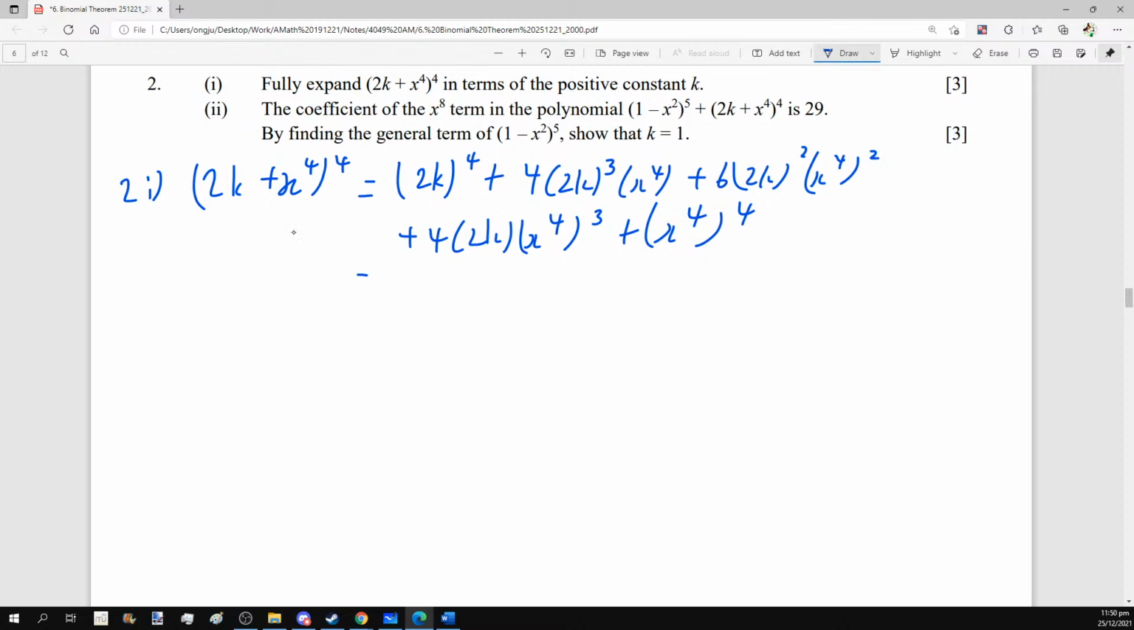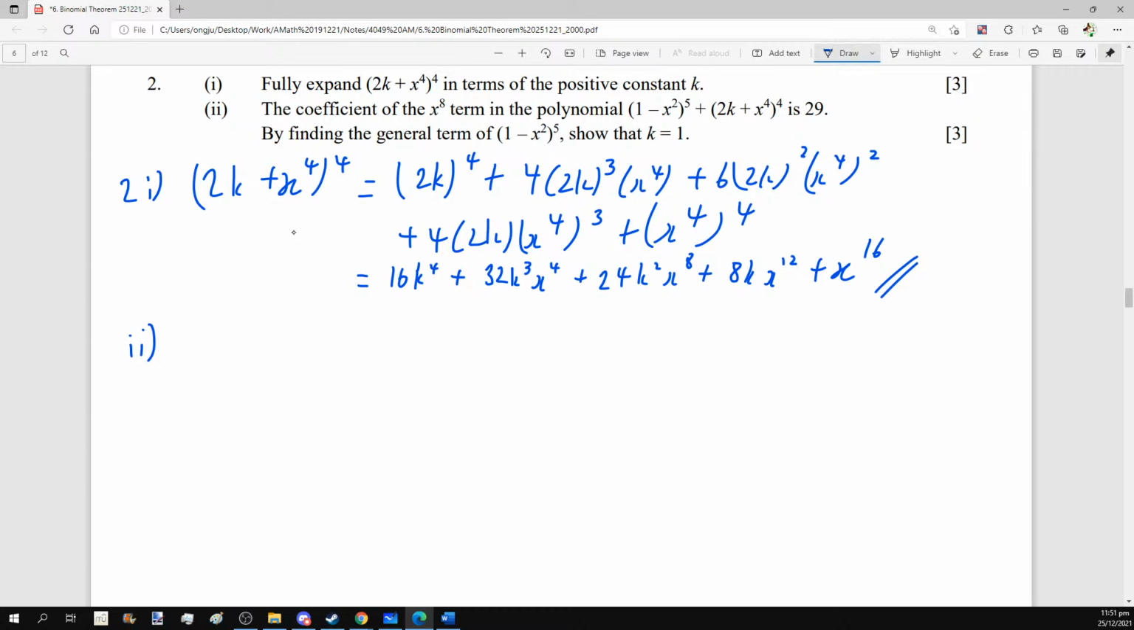From here, we can go on to open up all of these round brackets. We should get 16k^4 plus 32k^3 x^4 plus 24k^2 x^8 plus 8k x^12 plus x^16, and we are done. Right? From here, the next part will then ask us, the coefficient of the x to the power of 8 term is 29. By finding the general term, can you show that k equals 1?